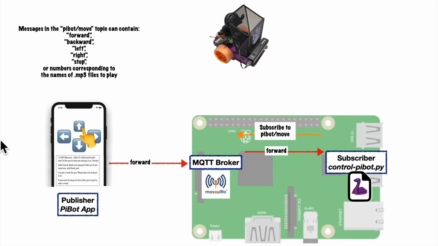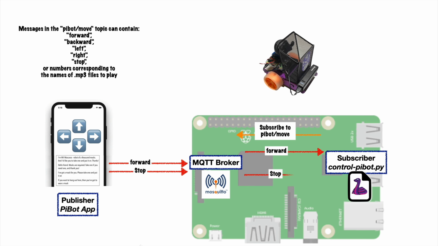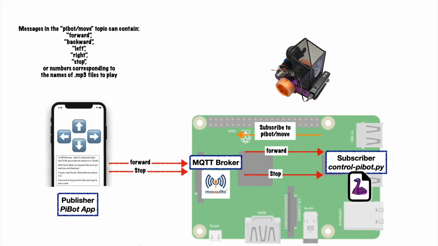Now, when the user lifts their finger from the arrow button in the app, a Pybot Move stop message is sent. The broker picks this up, it sends it over to the Python program subscriber, and the Python program sets the motor throttle value to 0, stopping the bot. Now, it'll do something similar if you push down on the button and then release for left, right, and back, and if a sound is tapped, the app publishes a Pybot Move message with the number corresponding to the sound file to play. The broker picks that up, forwards it onto the Python program, which sees the Pybot Move message is now a number, and it'll play the MP3 file that has the same name as that number.